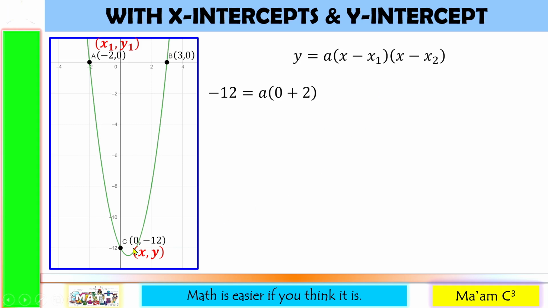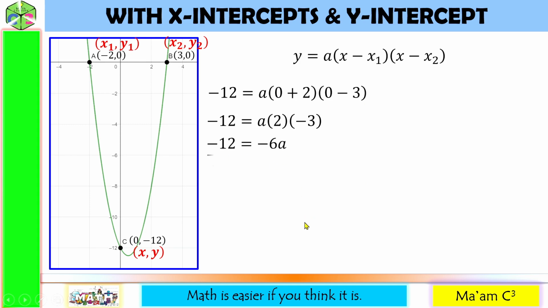x again here is 0. And then x sub 2 will come from the second x-intercept. So it will be minus 3. 0 plus 2 is 2. 0 minus 3 is -3. 2 times -3 is -6. To solve for a, I'm going to divide both sides by -6. So this -6 here will cancel out, and -12 divided by -6 is +2. So a is equal to 2.